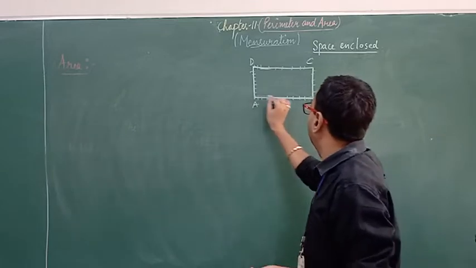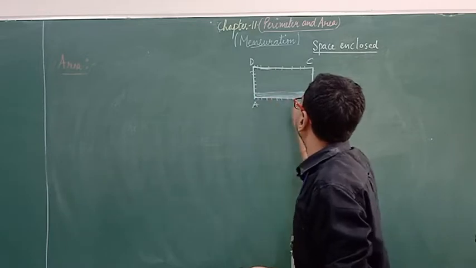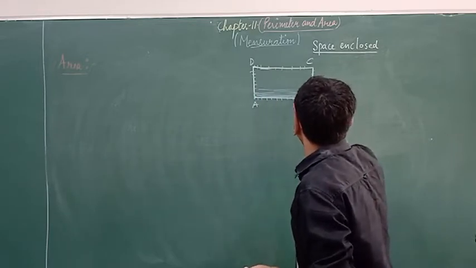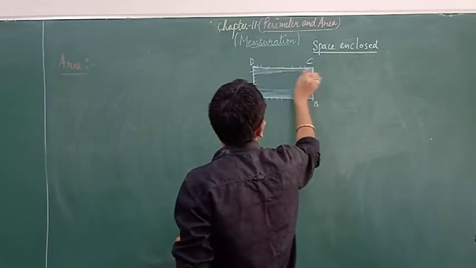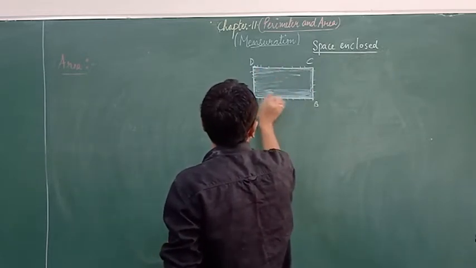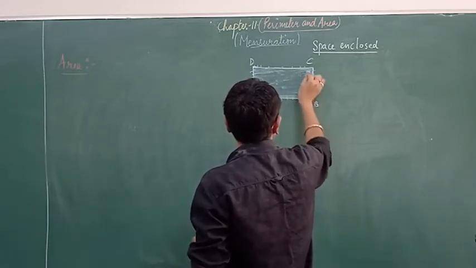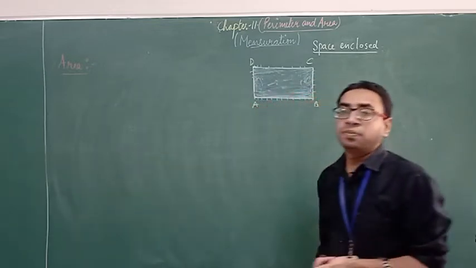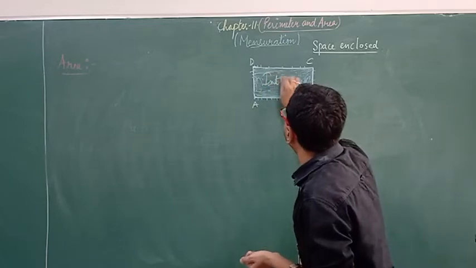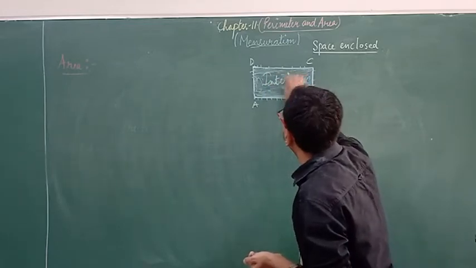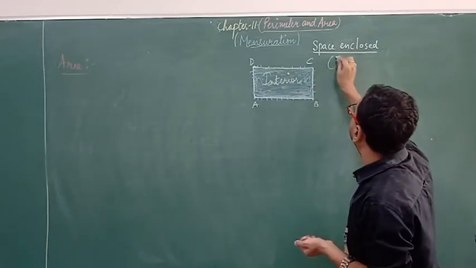I started from here. This is how I am moving in the room, which means I am covering each and every part of that room. Each and every part. Not only the boundary, but I am moving inside. If I am moving on the boundary, that is perimeter. But right now what am I doing? I am actually moving inside the figure. So this part is called the interior. Hence area is always the space enclosed, meaning the interior part.